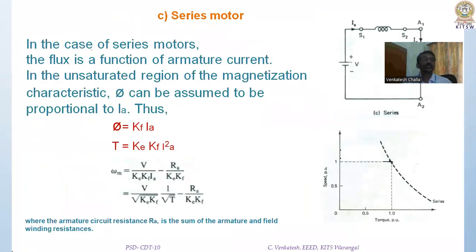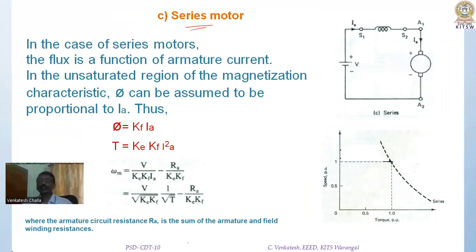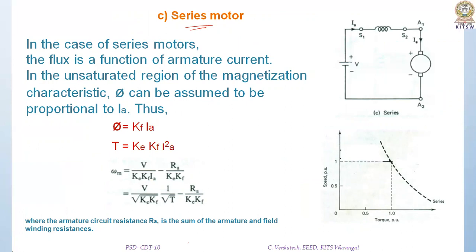series motors. So in case of series motor, flux changes because the field winding is connected in series with the armature. As the load connected to the motor changes, what happens? The armature current will change, and due to this, the field current will also change. Armature current and field current are the same for a series motor. So as they change, the flux will also change. That is what is happening here.